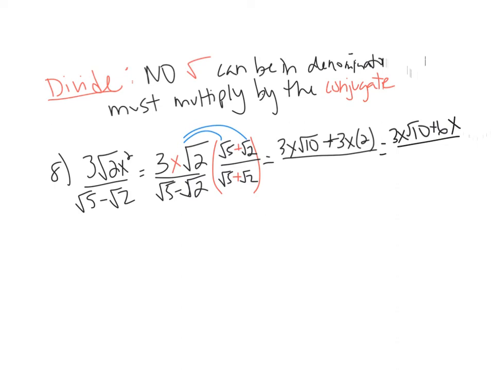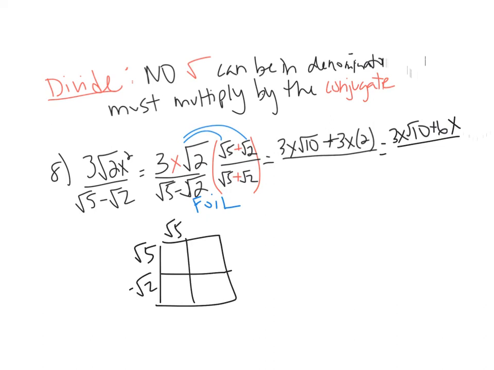Let's take a look at that denominator. Notice the denominator, I have a binomial times a binomial. Well, if I have a binomial and a binomial, I'm going to have to FOIL. How do I FOIL? I like to draw a box. I have a root 5 with a negative root 2, and I have a root 5 with a positive root 2. The box tells me exactly how to multiply. Root 5 times root 5 is root 25, which is just 5. Root 5 times root 2, again, 5 times 2 is 10, so root 10. Negative root 2 times root 5 would be negative root 10. Negative root 2 times root 2 would be negative 2.